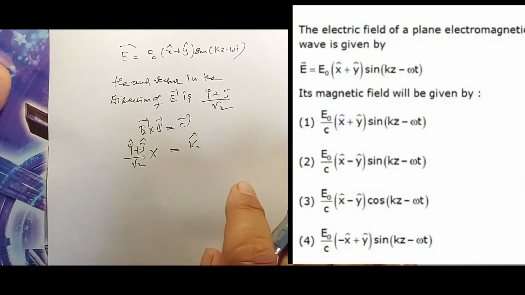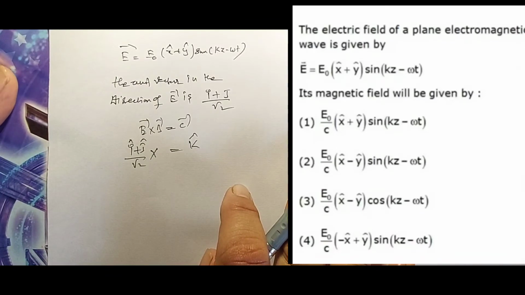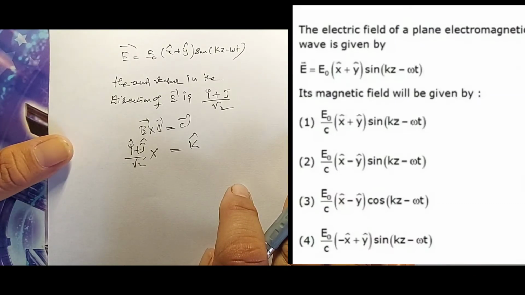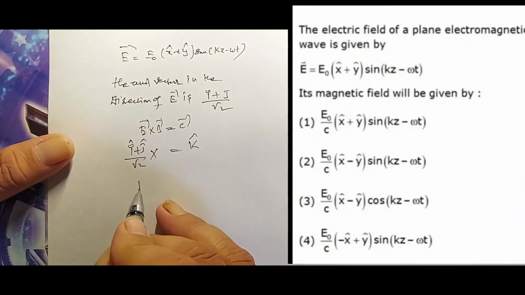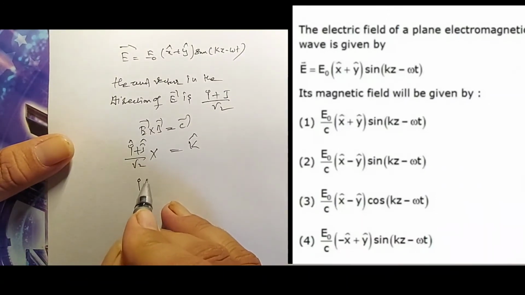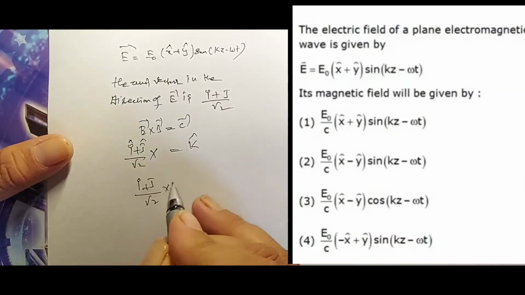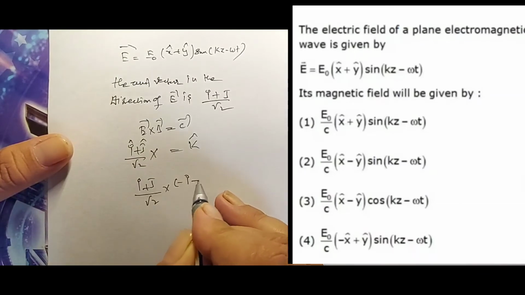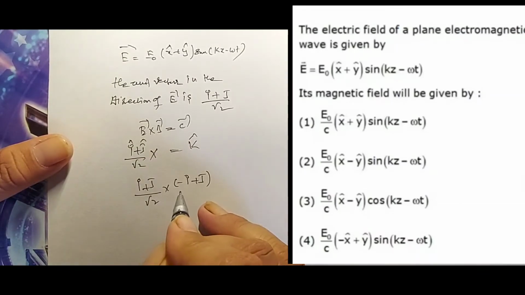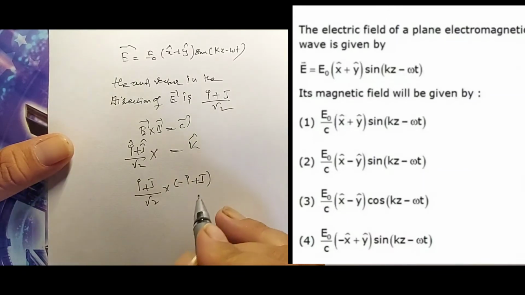So now check the options from the following. What are those options here? Those options are option 4. That means here we multiply (i + j) by root 2 with (−i + j), then we get k cap. Let us check.